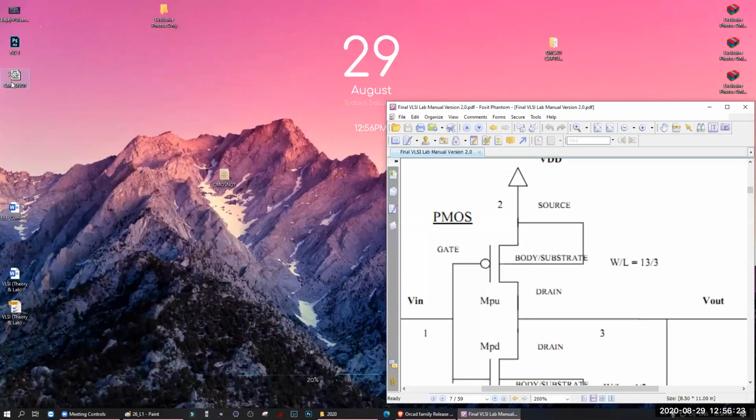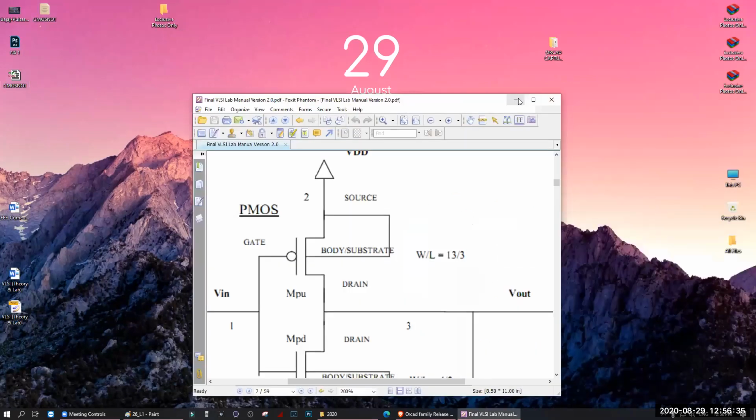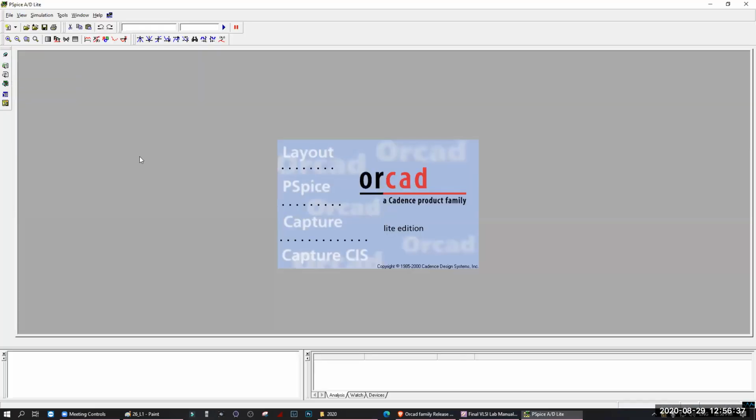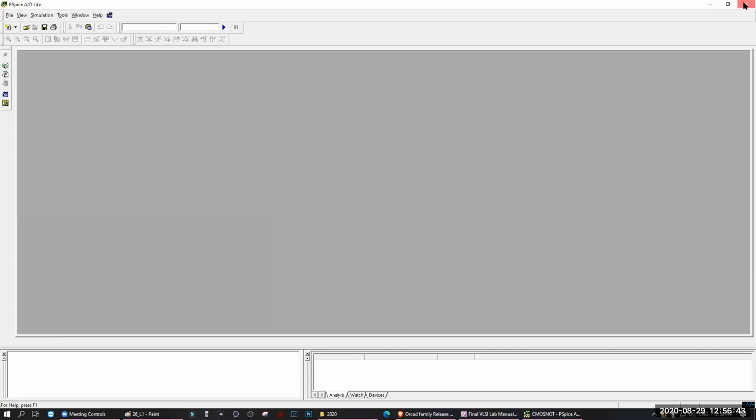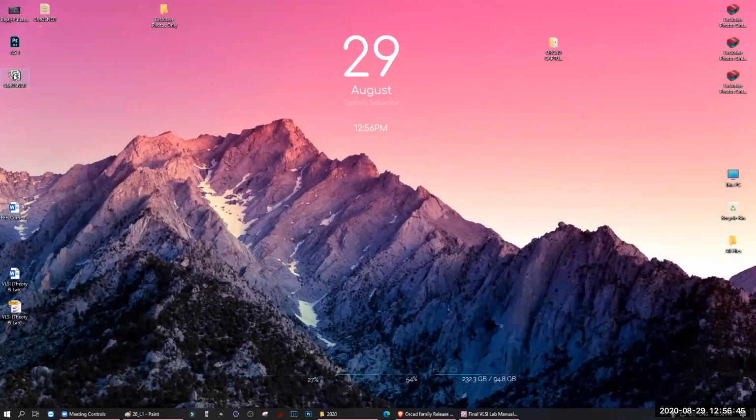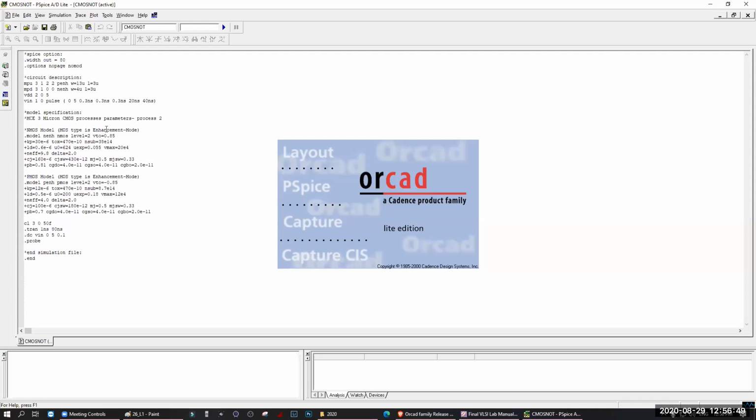You see there is a file, right? A different type of file. Can you see that? What is it saying? PSpice circuit file. If you double click this, your OrCAD Capture will open, PSpice AD Lite Edition, because we already installed the software. If you double click, your software will open.